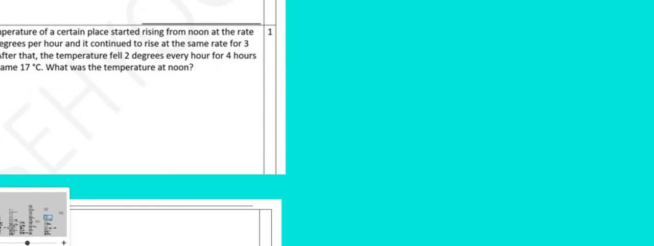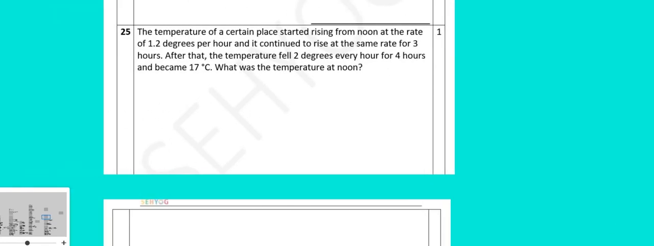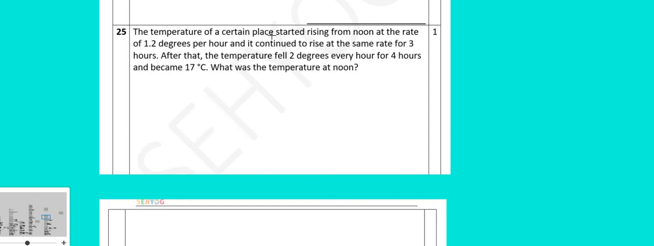Okay, now moving on to our next sum, that is sum number 25. The temperature of a certain place started rising from noon at the rate of 1.2 degrees per hour. It continued to rise at the same rate for 3 hours. After that, the temperature fell 2 degrees every hour for 4 hours and became 17 degrees. What was the temperature at noon? Now this might seem a bit confusing while reading, but after giving it a reading 2 to 3 times, it will be easier for us to solve.